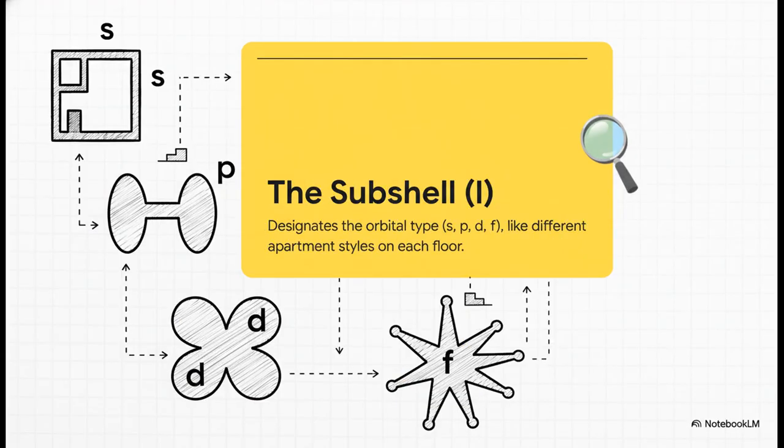Next up, we've got the subshell. This is shown by one of 4 letters, s, p, d, or f. So going back to our building, you can think of these as the different apartment styles available on each floor. The s subshell is like a simple, spherical studio apartment. The p, d, and f subshells, they're the more complex, multi-room layouts.